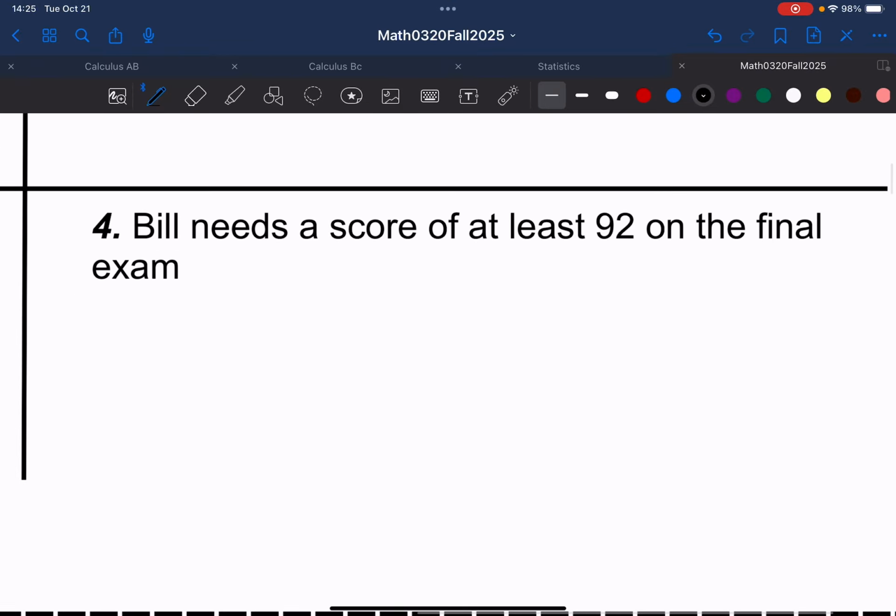Number 4 says Bill needs a score of at least 92 on the final exam. So at least 92. So let x equal Bill's score. At least tells us greater than or equal to. So x is greater than or equal to 92. This tells us Bill would be happy if he got something higher than a 92, and he would not be happy if he scored lower than a 92.